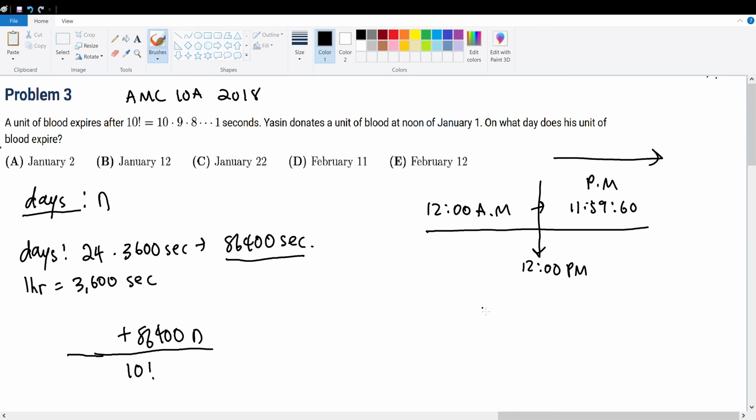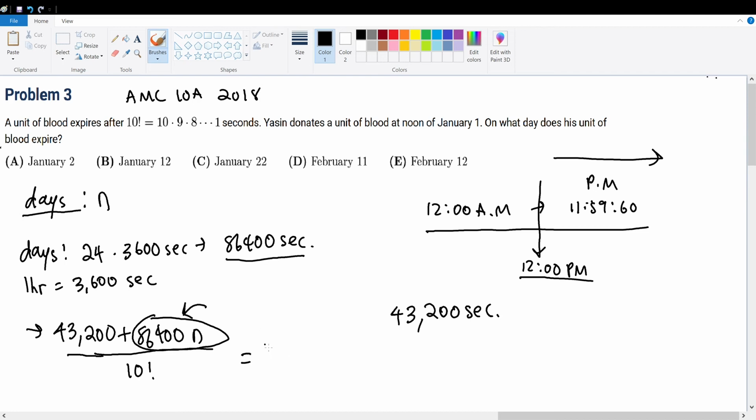We're told that Yasin donated his blood at 12 o'clock p.m. We only know the number of seconds for one full day. And we also know that he donated his blood on the first day at its half, 12 o'clock p.m. So we must calculate 86,400 n. This does not include the first day because the first day is not a full day. The half day, which is the first day, only had 43,200 seconds. Please excuse my pronunciation. So we must add 43,200, because this only accounts for full days right here. It does not account for the half day that must go by for the first day, January 1st.